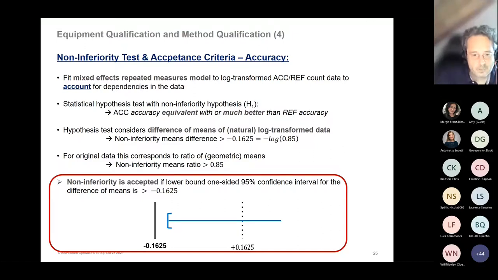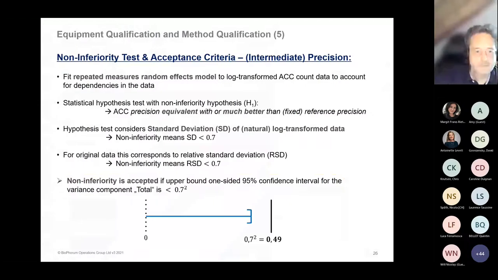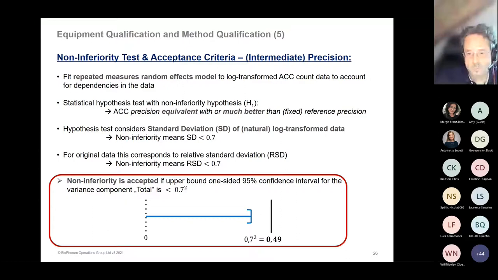For accuracy, our non-inferiority or equivalency claim is accepted if the lower bound, very important, of the one-sided 95% confidence interval for the difference of means is larger than minus 0.1625. And for the precision parameter, the non-inferiority is accepted if the upper bound, in this case, of the one-sided 95% confidence interval for the variance component is less than 0.7 multiplied by 0.7, or less than 0.49. These are our acceptance criteria. And all our seven organisms for all counts fulfilled these acceptance criteria. This means using 36 hours of incubation, using the automated colony counting, we are at least as good as the compendial method or the classical counting by analysts.